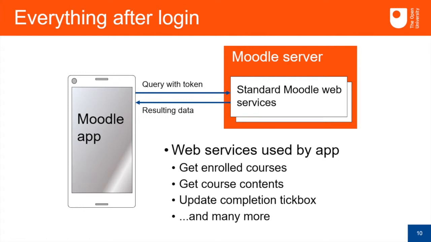So there are loads of web services it uses. For example, the list of courses on the front page of the app for the user is a Get Enrolled Courses web service. If, from within a course, you tick one of the completion progress tick boxes, that will call a web service to update it, and so on.